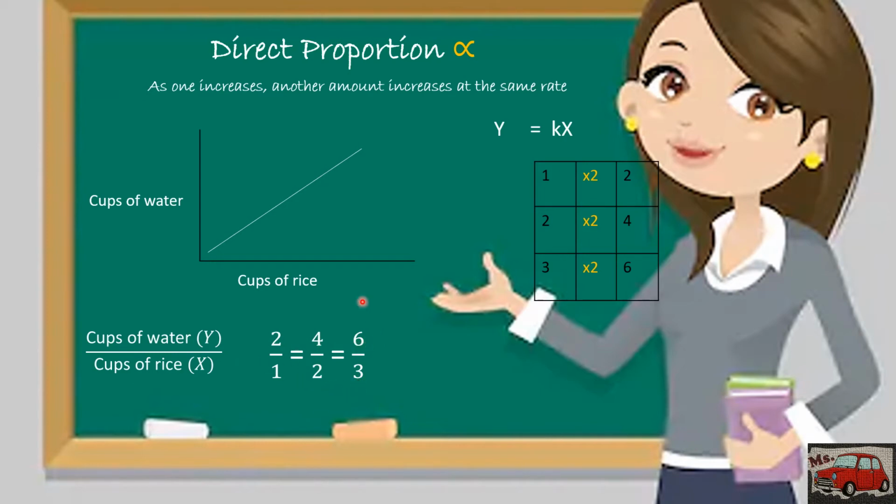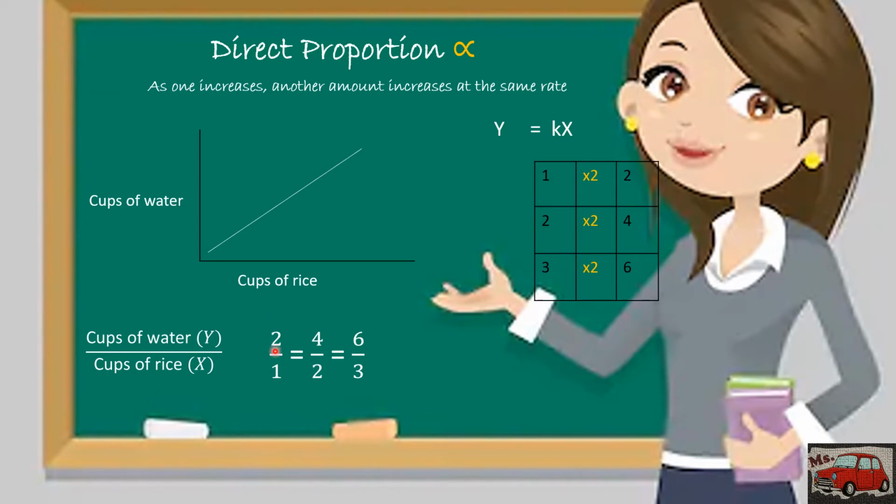So, kung i-graph mo siya, ganito yung magiging itsura. So, pag maliit pa lang or konti pa lang yung cups of rice mo, ito lang yung cups of water mo. Okay? Pero pag madami na yung cups of rice mo, tumataas din yung bilang ng cups of water mo. Alright? So, kaya ganito yung graph niya. Now, in proportion, may tinatawag tayong constant of proportionality or unit rate. So, ibig sabihin, yun yung kada isa. So, ibig sabihin, 2 yung constant of proportionality natin.